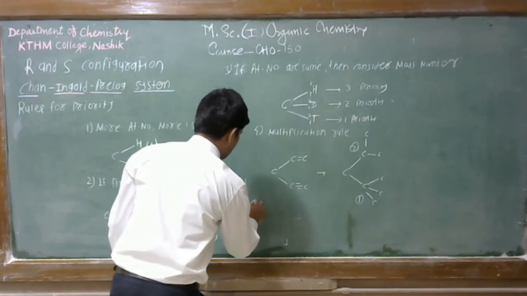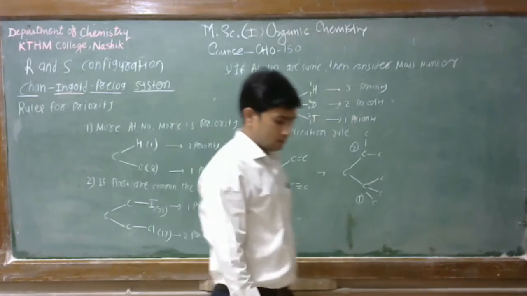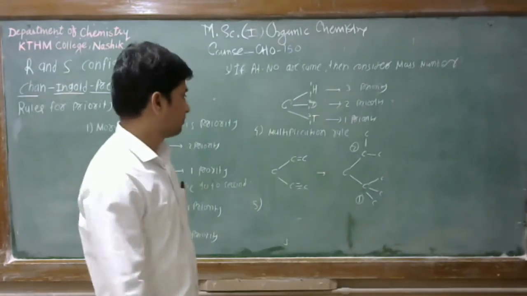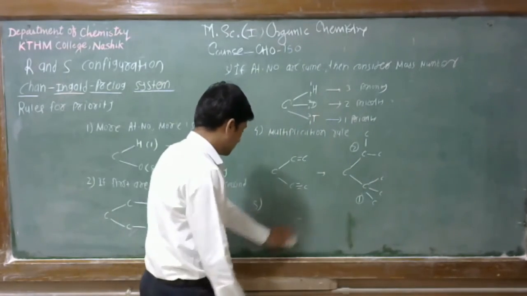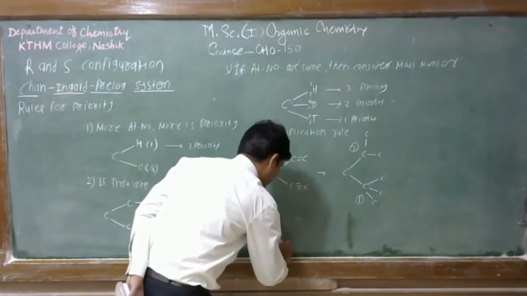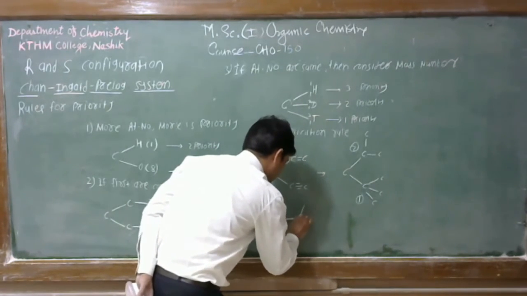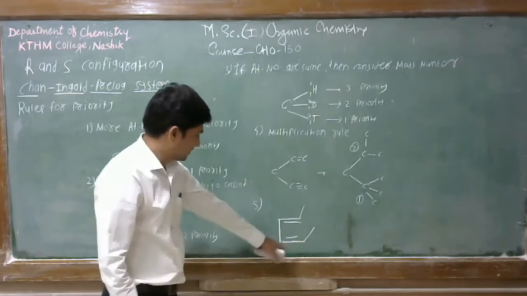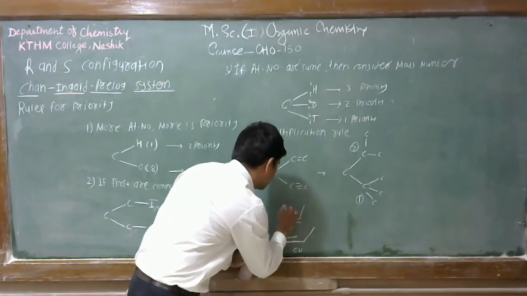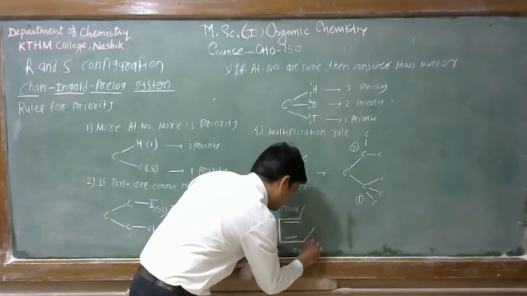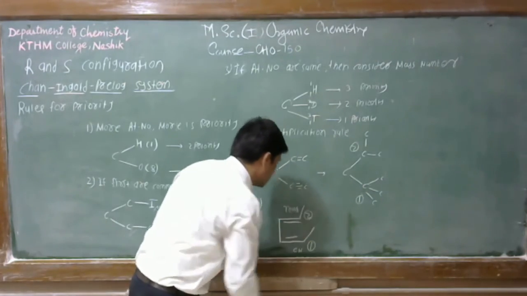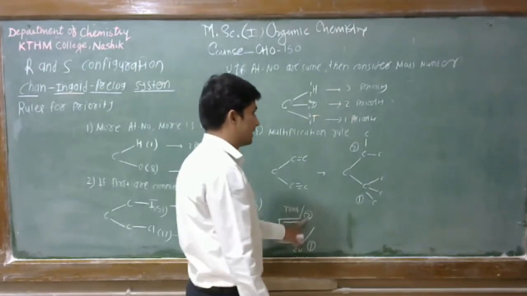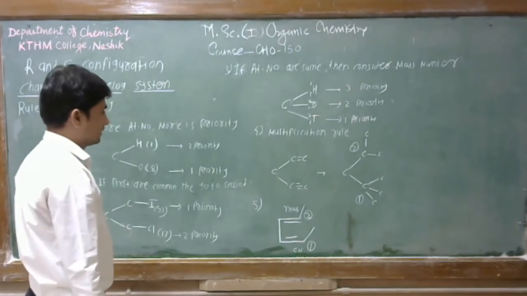The fifth rule is that the cis conformation has higher priority than the trans conformation. See here, if this is the cis and this is the trans, the cis conformation has higher priority than the trans conformation. So therefore the cis conformation has first priority, then the trans.